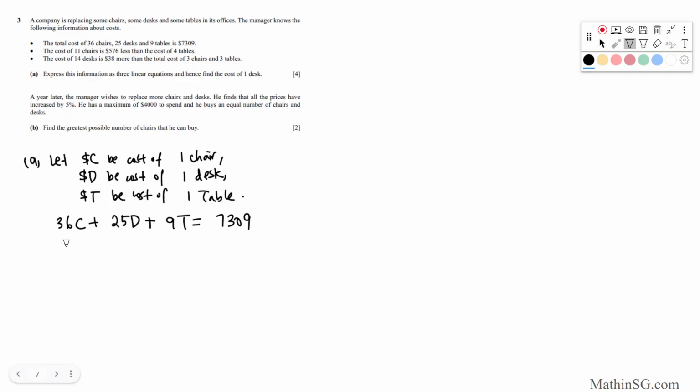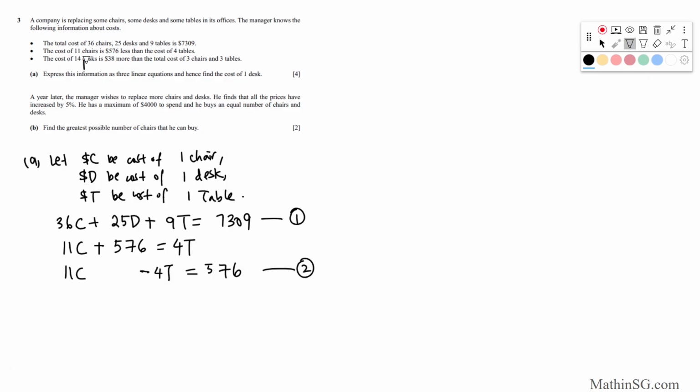Next, I have the cost of 11 chairs is $576 less than the cost of 4 tables. So this means that 11 chairs plus $576 equals the cost of 4 tables. Because I'm going to use my GC to solve it, I want to write all those with variables on the left hand side and those without variables on the right hand side. So I'll rewrite this as 11C minus 4T equals 576. This is equation 2.